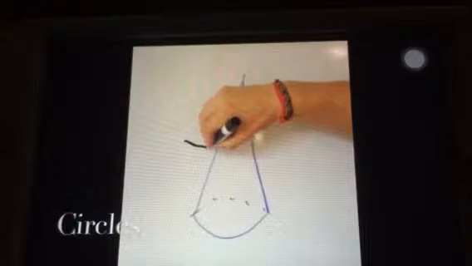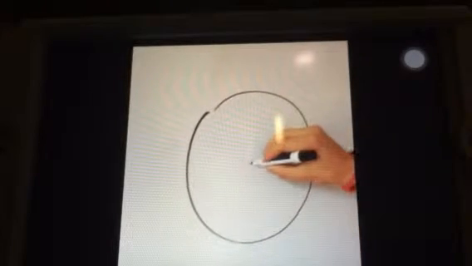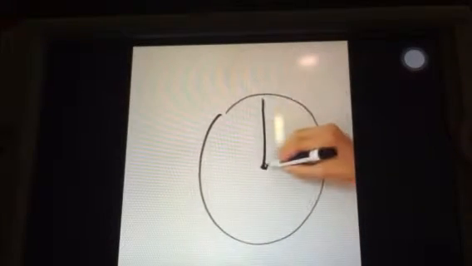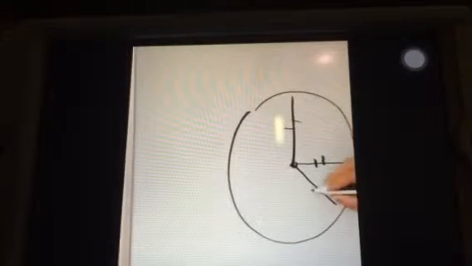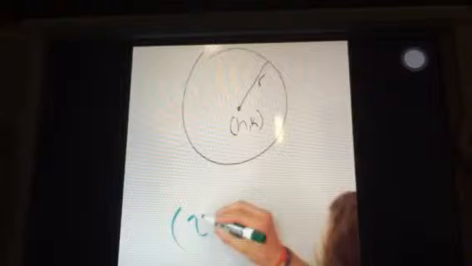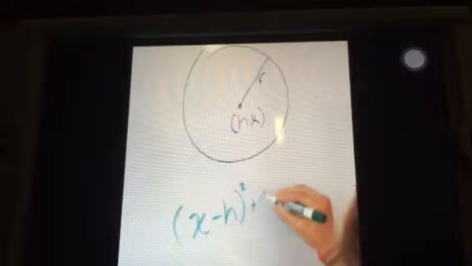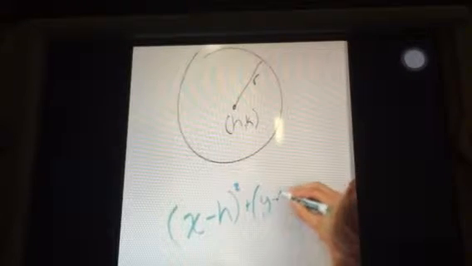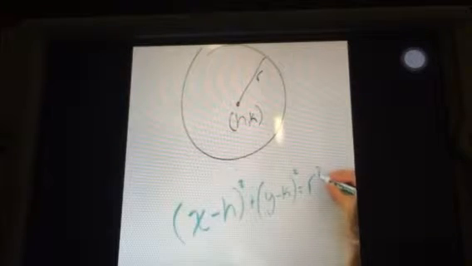The first conic section is a circle, which is when a plane passes through a cone parallel to its base. A circle can be defined as all the points equidistant, or the same distance, from a center point. The equation of a circle with center (h, k) is (x minus h) squared plus (y minus k) squared, which is all equal to the radius squared.